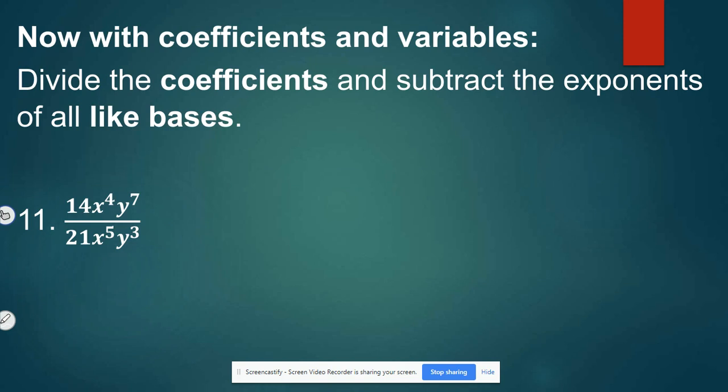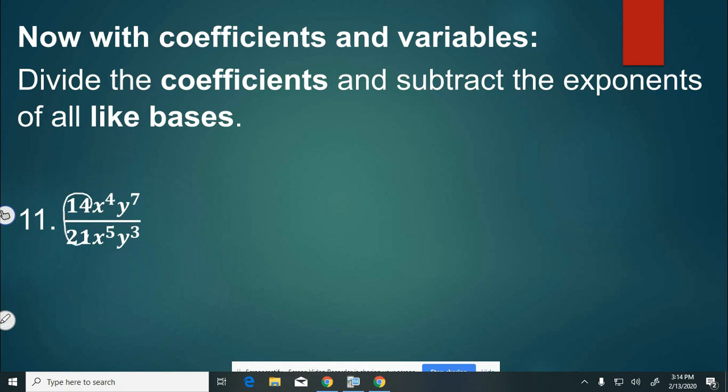So now we're going to add some coefficients and variables. So hopefully you've figured out from the first half of the lesson that the rule here is to subtract the exponents and then just deal with the bases separately. So for this first example, we have 14 over 21, and then x to the fourth over x to the fifth, and y to the seventh over y to the third. So 14 and 21 actually have a common factor of 7. So we're going to simplify that part first.